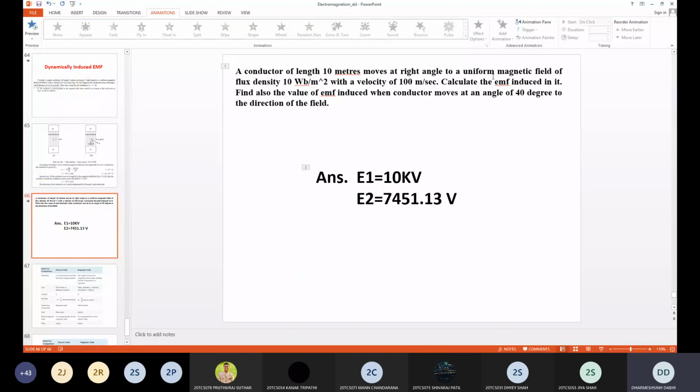Induced EMF E1 is 10 kV. E2, the voltage induced when the conductor moves at angle 40 degree, is 7451.13 volt. I will calculate and get this answer.